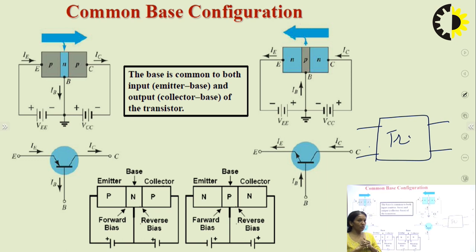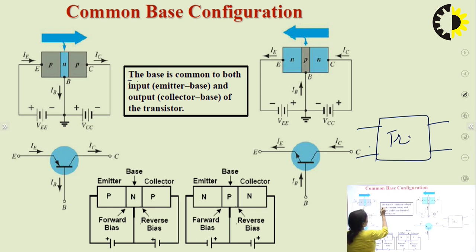So what is the solution? The solution is that if we make one terminal common to the input side as well as the output side, then with the help of a three-terminal device, we can get a two-port network having two input terminals and two output terminals. So this is how we get the three types of configurations, that is common base, common emitter and common collector. Common base configuration is the configuration where the base terminal is common at the input as well as at the output side.